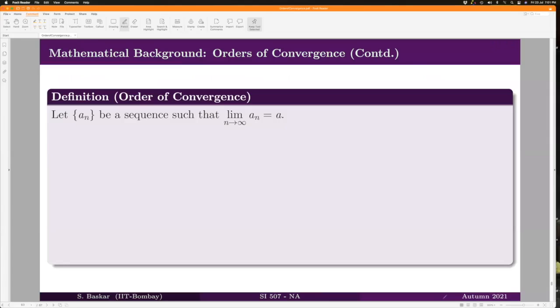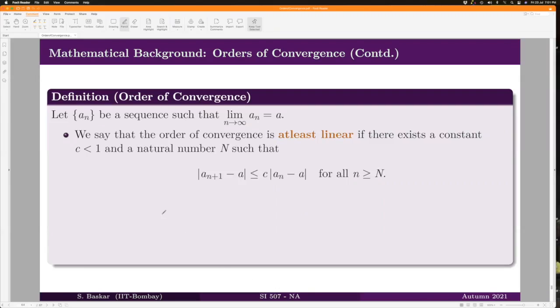Finally, we will define the notion of order of convergence. Let a_n be a sequence such that the limit as n tends to infinity of a_n is equal to a. That is, the sequence a_n is converging to the limit a. We say that the order of convergence is at least linear if there exists a constant c less than 1 and a natural number N such that modulus of a_{n+1} minus a is less than or equal to c times modulus of a_n minus a for all n greater than or equal to capital N.